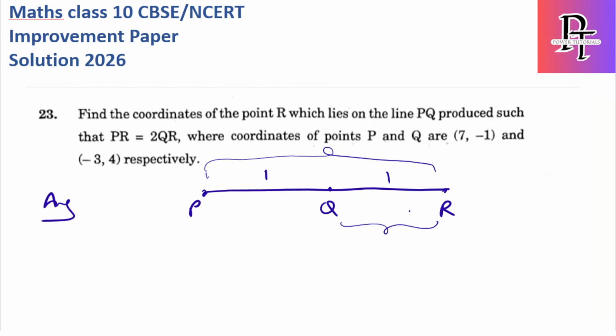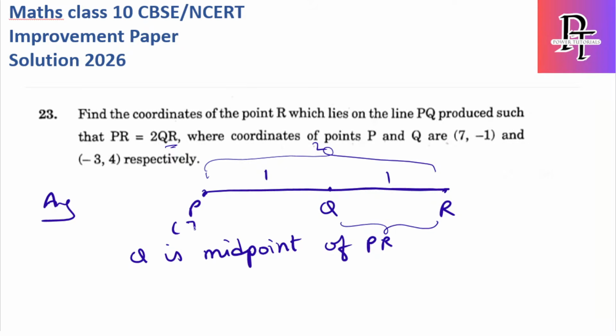So I'll repeat how I wrote 1:1, because PR means the entire length, which is twice of QR. So if this is 1, then the entire is 2. Then it's a clear indication that Q is the midpoint of PR. Okay, if Q is the midpoint of PR, so simply using the midpoint theorem we'll get the R value, because the midpoint is Q.